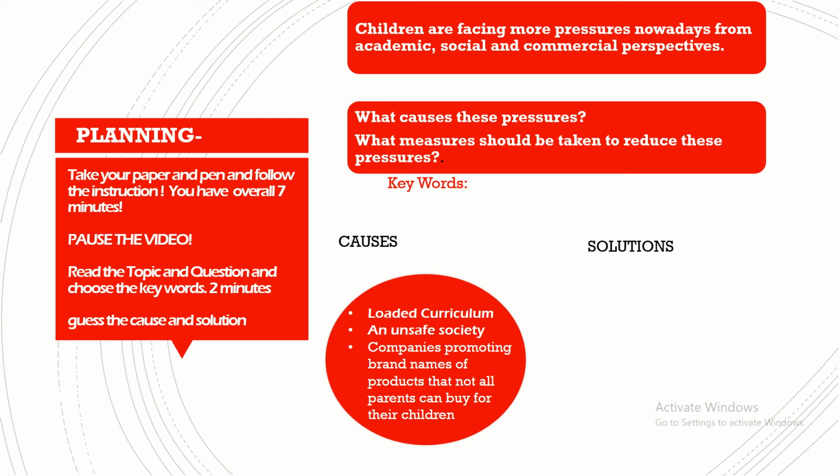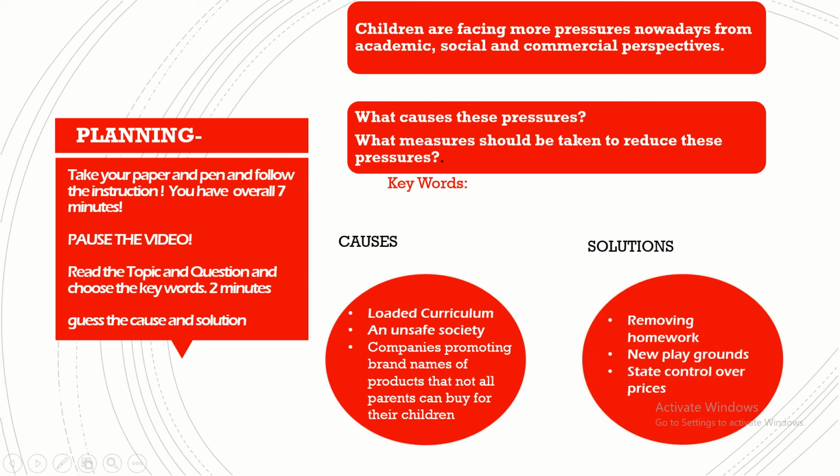And here I'm going to talk about how companies promote brand names of products which are really expensive, too expensive for some parents who cannot afford to buy these products for their children. So this is going to be my first paragraph. I'm going to put all these causes in one body part, in the first body part, and later I'm going to start a new paragraph for solution.